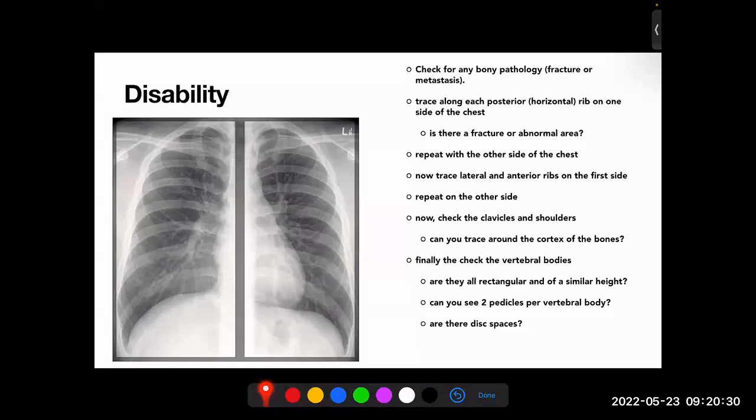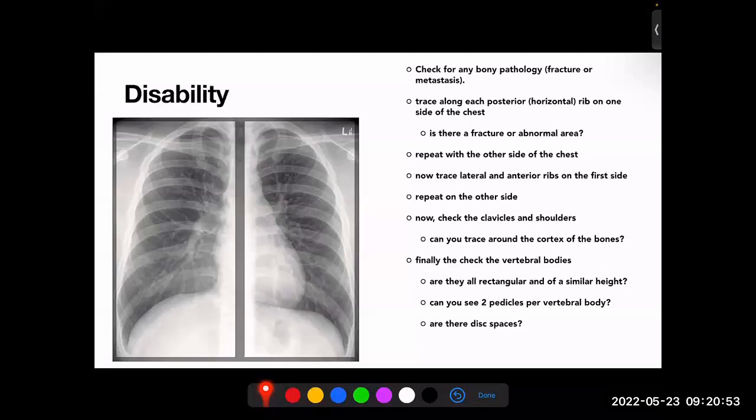Trace along the posterior horizontal rib on one side of the chest. Is there a fracture or abnormality? Repeat with the other side of the chest. Now trace the lateral and anterior ribs on the first side. Repeat on the other side. Okay, check the clavicle and the shoulders.